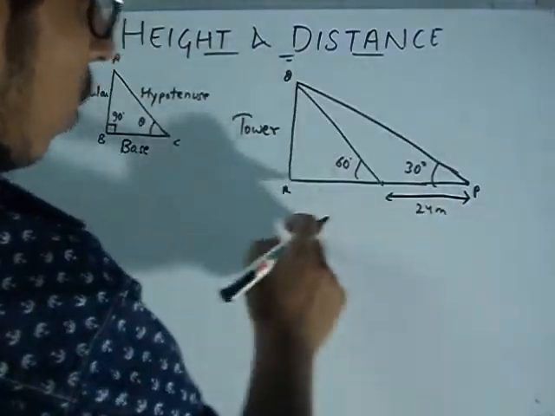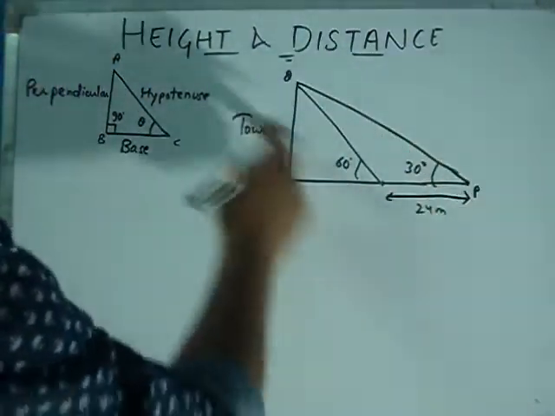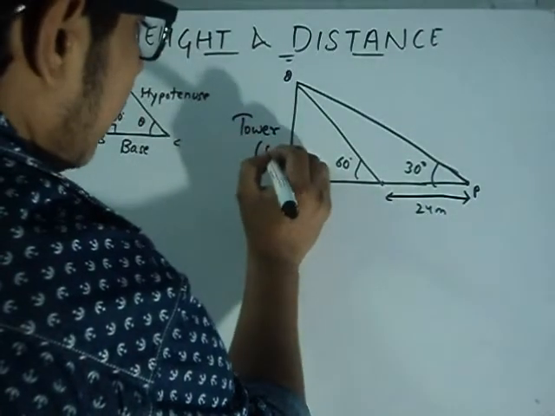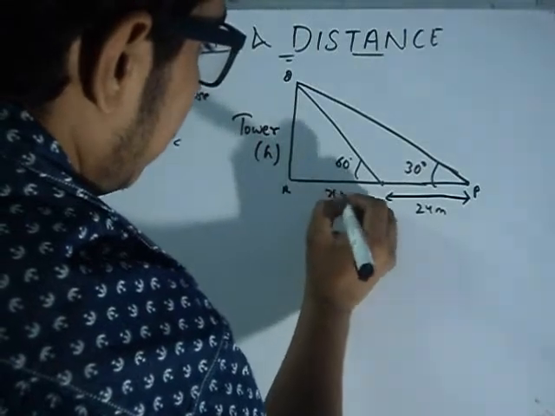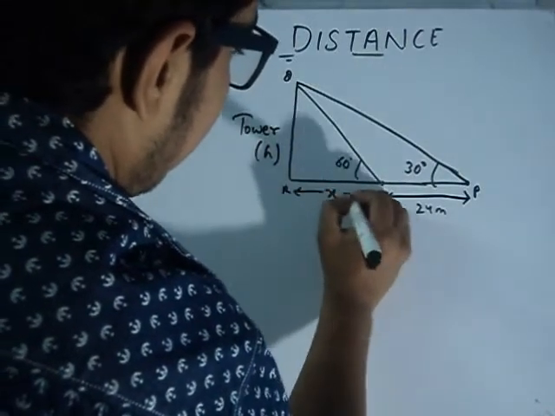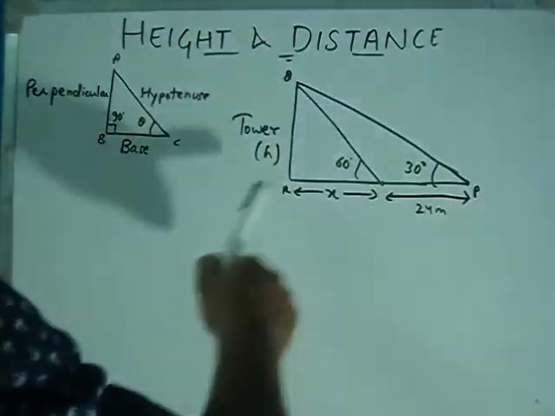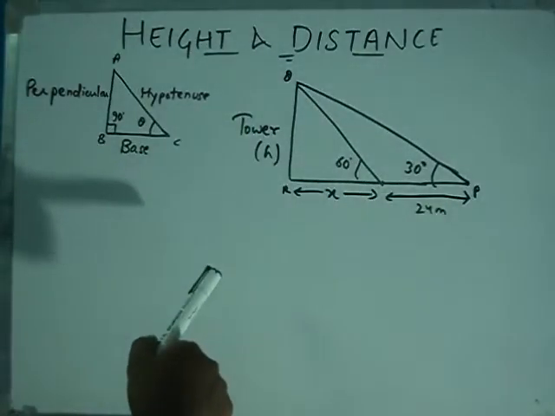The tower is a vertical line and the ground a horizontal line, where we have two lines of sight. But we can do that. Suppose the length of the tower is h, and we denote this distance as x. So firstly we take this triangle, and after that we are going to take this triangle.